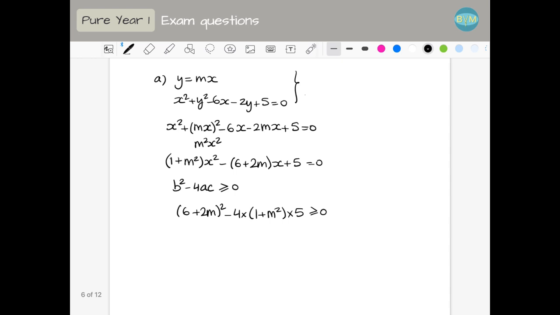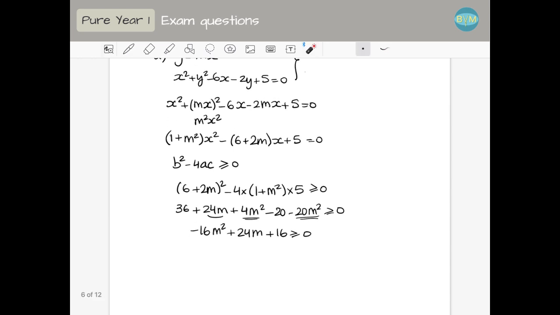I'm going to expand brackets. So if I expand the first bracket, I have the first number squared, 2 times first times second, which is 24m, plus second squared, which is 4m squared, minus, I have 5 times 4 is 20, and when I expand this bracket, I have 20 minus 20m squared. That must be greater than 0. So collecting like terms, so 4m squared minus 20m squared is minus 16m squared, then 24m, and then 36 minus 20 is positive 16. This must be greater or equal than 0.